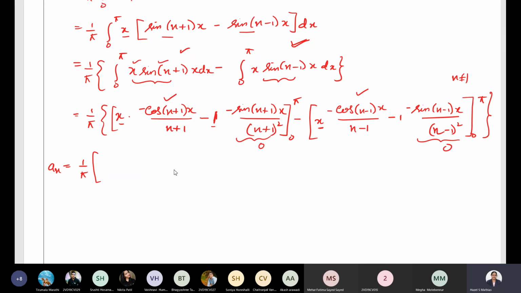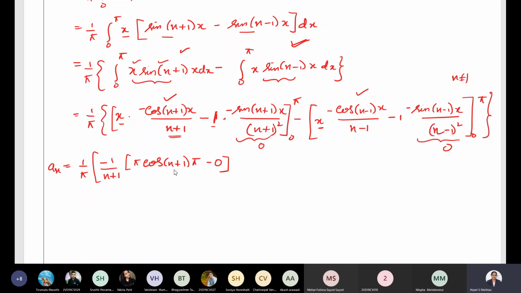So here we need to apply only for the cosine term. So it is nothing but minus 1 by n plus 1. Keep this constant term separately. Minus 1 by n plus 1. Apply the limit for x. It will become what? Pi cos n plus 1 into pi. If you put the lower limit, it is going to be 0.